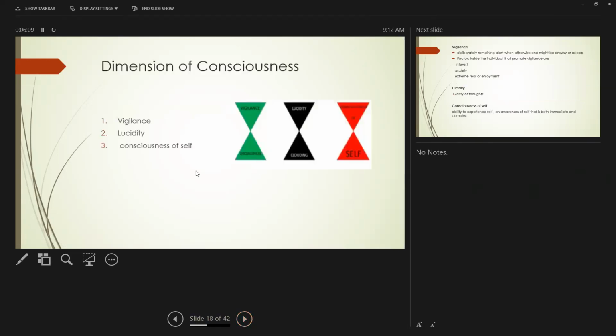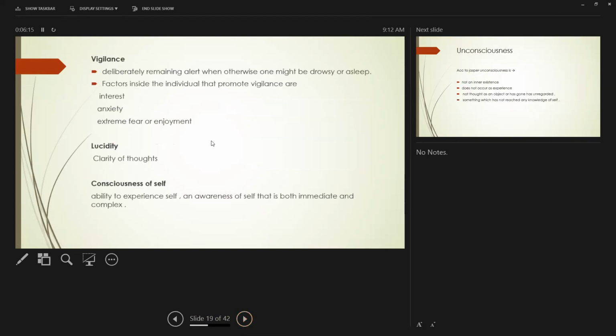The dimensions of consciousness are vigilance, lucidity, and consciousness of self. What is vigilance? Vigilance is basically alertness. The factors inside an individual that promote vigilance are interest, anxiety, and extreme fear or enjoyment. What is lucidity? It is clarity of thoughts. And the third aspect is consciousness of self. It is the ability to experience self and awareness of self that is both immediate and complex.